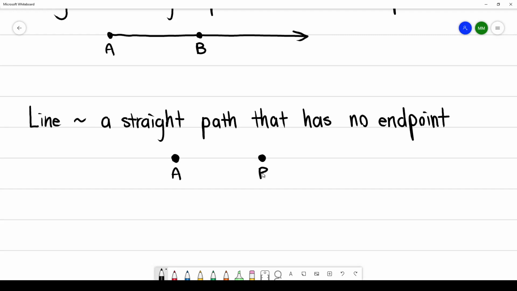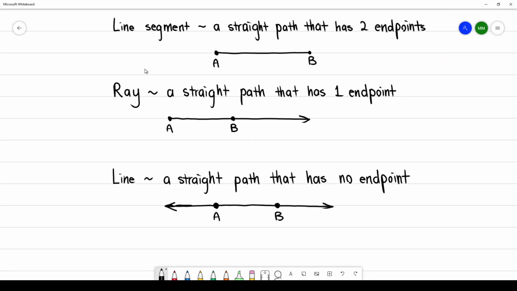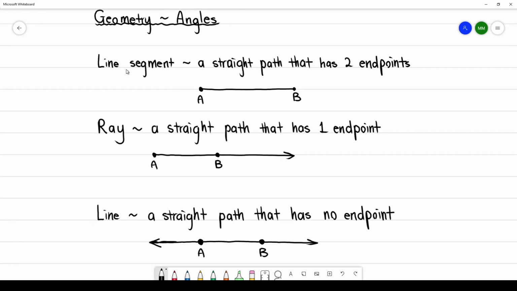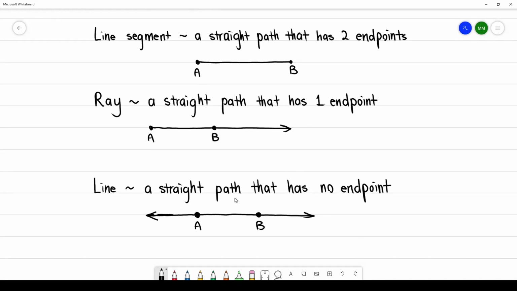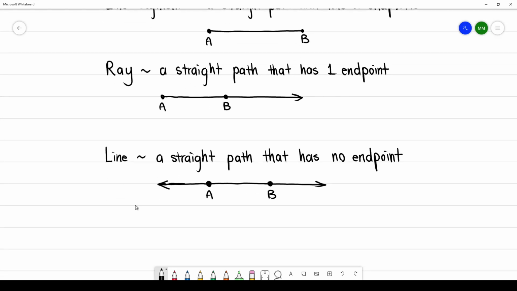But so a line, we still do an AB, two dots, but then now it's going to infinity on both sides. So these are the three types of straight path, if you can imagine. So a line segment has two endpoints, and then a ray has one endpoint, and a line has no endpoint, so it just goes on and on.